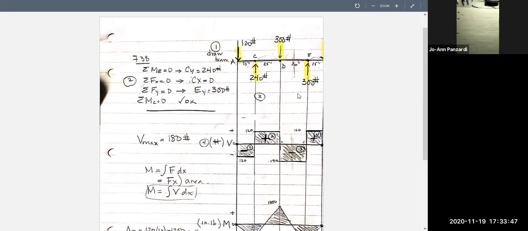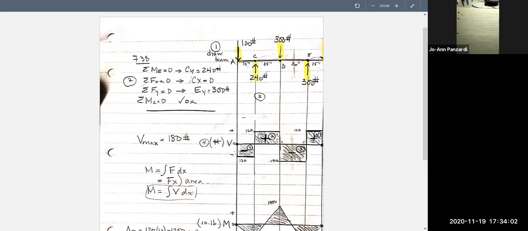Looking at the shear diagram, we realize that the maximum absolute shear that this beam is going to experience due to this loading is 180 pounds. Whether it's negative or positive, it doesn't matter. It's going to experience a 180 pound force. So we have to make sure that we select a beam that could handle that kind of load in shear.